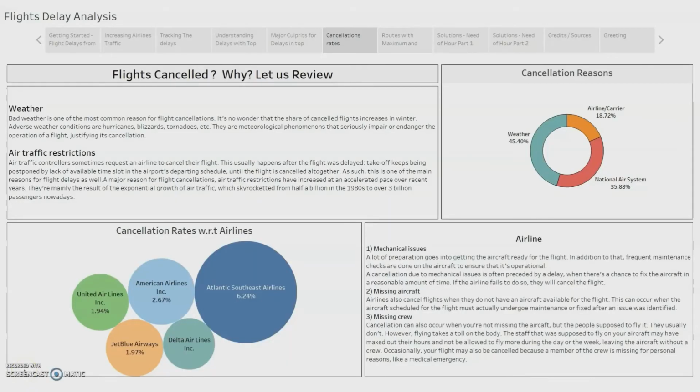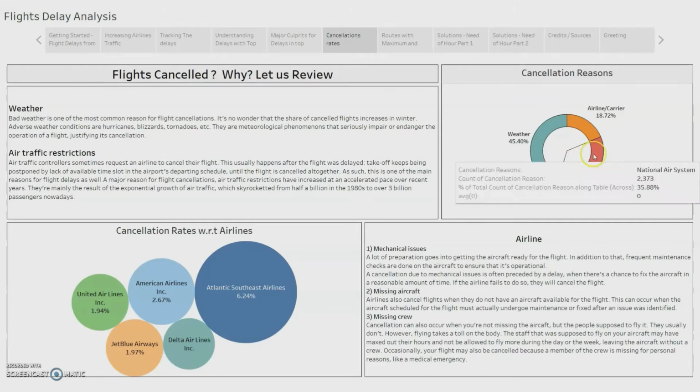Thank you. Hi, I'm Amrit and I will be presenting the cancellation rates and the delay in flights. There is a significant number of flight cancellations during the said period. There are many reasons for that.